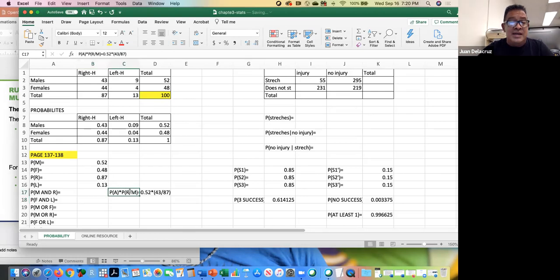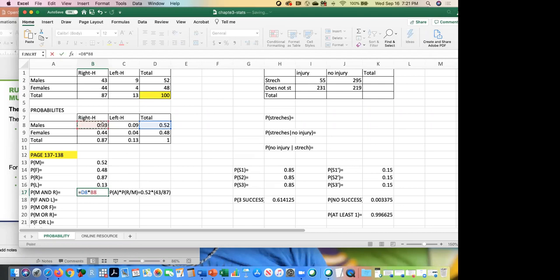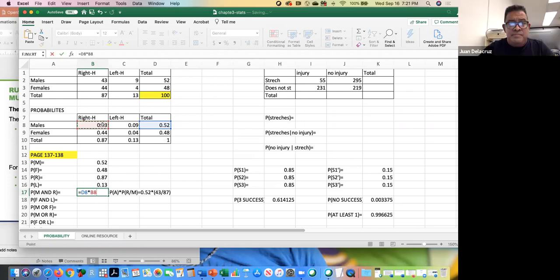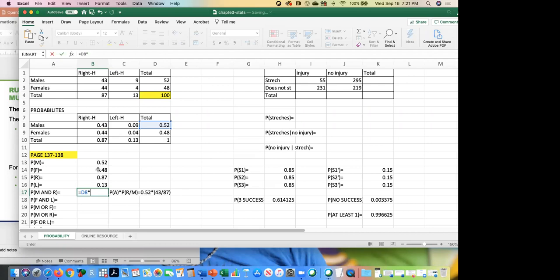So this is gonna be the probability of A, which is gonna be 52% times what is the conditional probability of right and male, which is this one, right? Should be just this one divided by 100. No, if we divide it by 100, it's male and right hand both condition. It's gonna be 43 divided by 100.